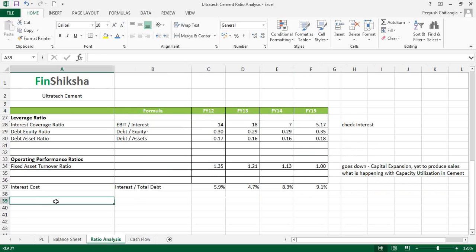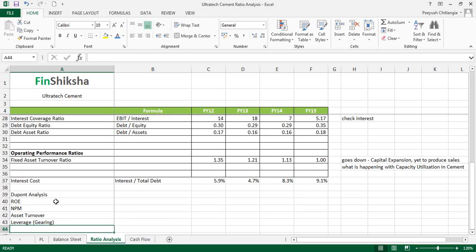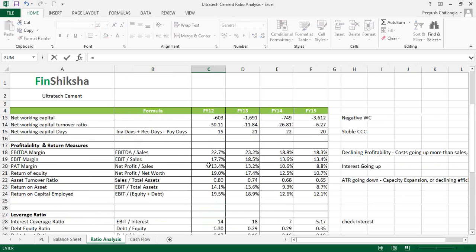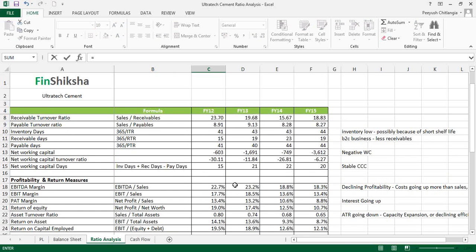Let's quickly turn our attention to DuPont Analysis, which is what is going to break the return on equity into net profit margin, asset turnover ratio, and the leverage factor, or what is also called gearing in a business, assets by equity. This is NPM, which we know. This is asset turnover ratio, which again is calculated up there. Leverage is nothing but assets by equity, right? So let's link in a couple of sets. Net profit margin is available here. That's PAT margin. Asset turnover ratio is also available in turnover ratios. That's here.